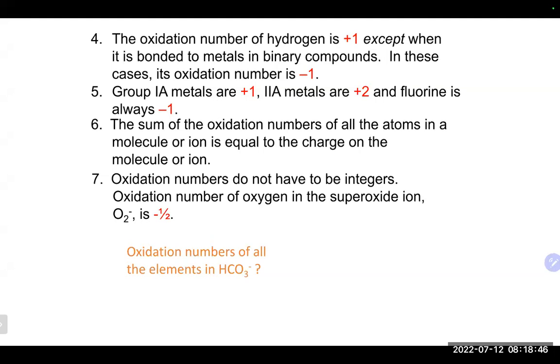When you do assign oxidation numbers, you should also always assign the charges. So if it's +1, you should write +1. If it's -1, you should write -1. So you should include the pluses and the minuses when you're assigning oxidation numbers.